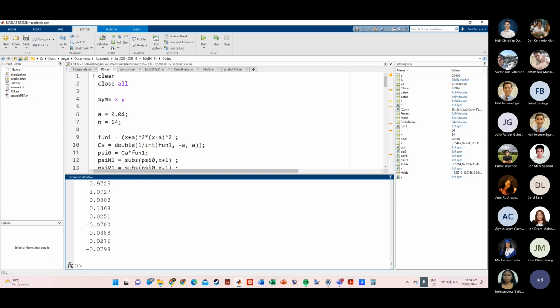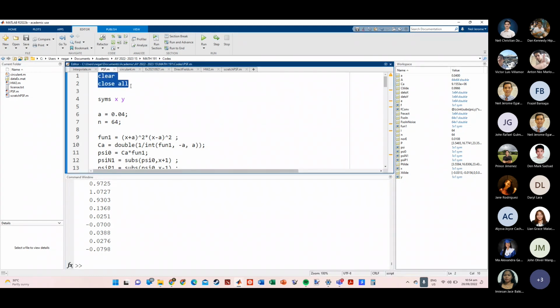So of course, lines 1 and 2, usual, clear all, close all, all right? So si clear, i-clear niya lahat ng variables na nakasave sa memory ni Matlab, I mean dun sa workspace. Close all, isasara niya lahat ng open figures kasi di ba nagge-generate tayo ng figures kay Matlab. So kung marami kang generate, ayaw mo siyang gamitin in your next session, just type the command close all, isasara niya lahat ng figures. And then line 4, syms x y.